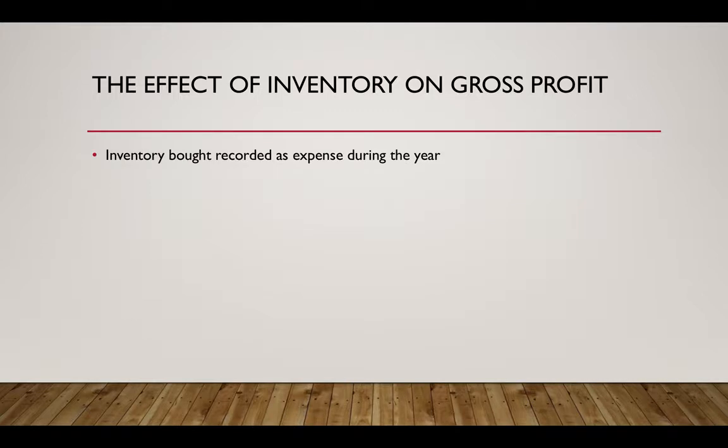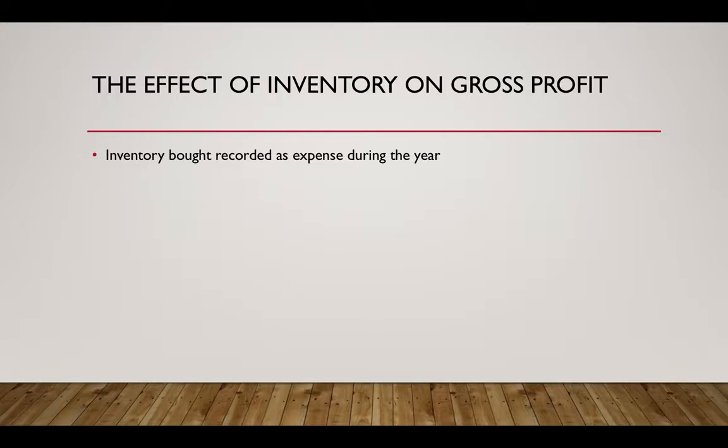So far what you've done is you've simply recorded all the inventory bought as an expense at the time that it was bought. This makes a lot of sense, as if you buy stock, you would expect and certainly hope to sell it in the very near future. And obviously the cost of that stock has to be offset against the sales or the income that you earn in order to determine your profit.